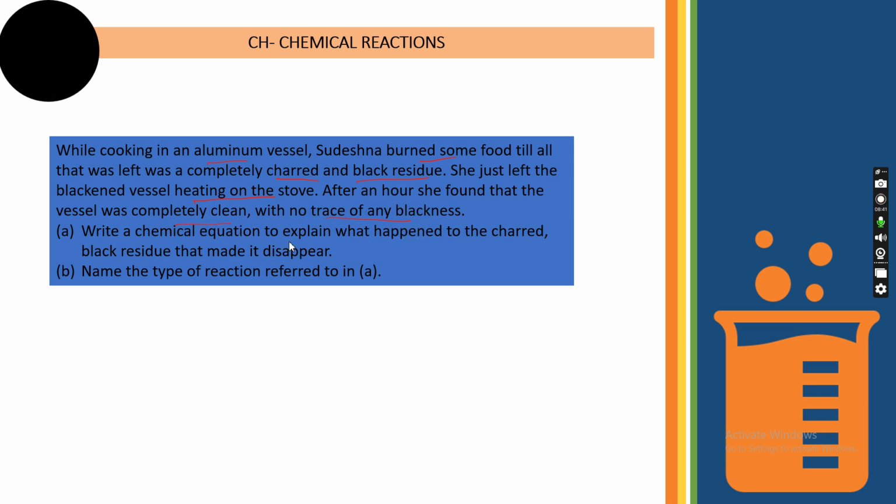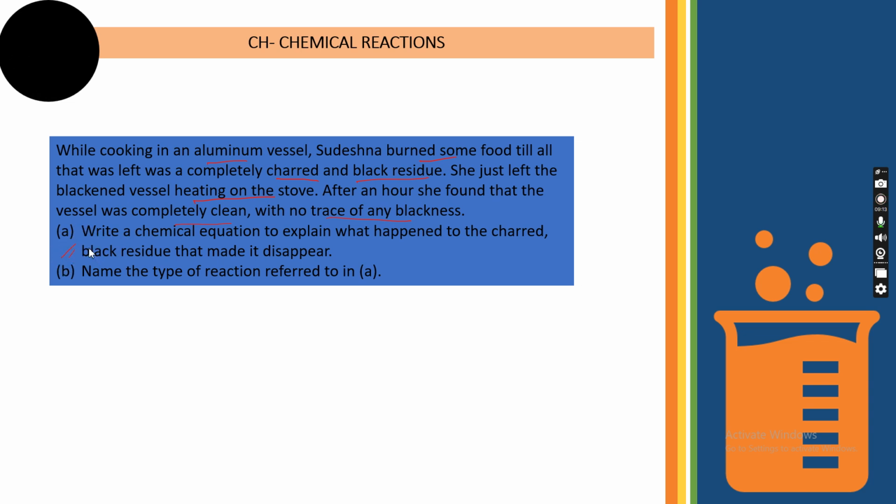Even though it turned black, like the food got burnt and a black residue was formed, she continued heating it for 1 hour. And after 1 hour, when she came back, she saw that the black residue was gone. Okay, so there was no trace of any blackness. Now, why did this happen? Okay, that's the question. And write a chemical equation to explain what happened to the charred black residue that made it disappear. Where did that black residue go? Okay, so what was the reaction that was occurring there by which it went away? And also name the type of reaction referred to in A.